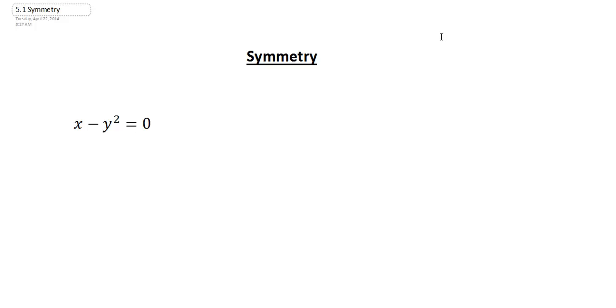Here in this video, we're going to continue to look at symmetry. This time we're going to look at how we can determine whether a graph is symmetric to the x-axis, y-axis, or origin algebraically. So here we have an equation, and we want to determine, is this equation going to be symmetric to the x-axis, y-axis, or the origin?